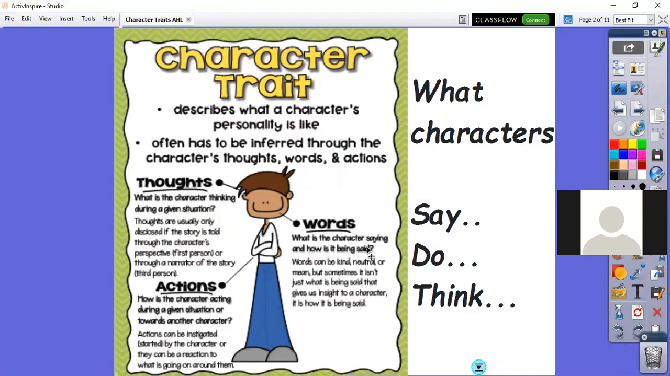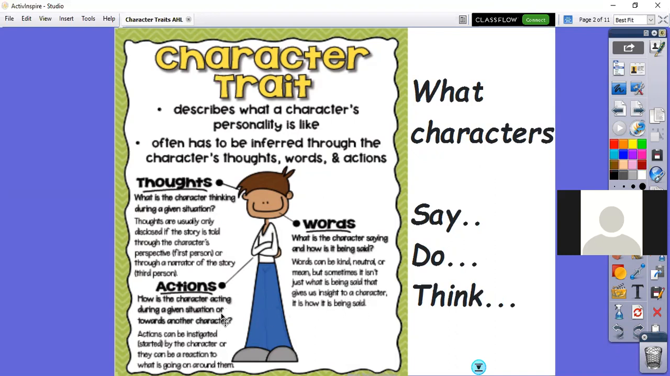Words. What is the character saying and how is it being said? Words can be kind, can be neutral, or can be mean. But sometimes it isn't just what is being said that gives us insight to a character. It is how it's being said, okay?